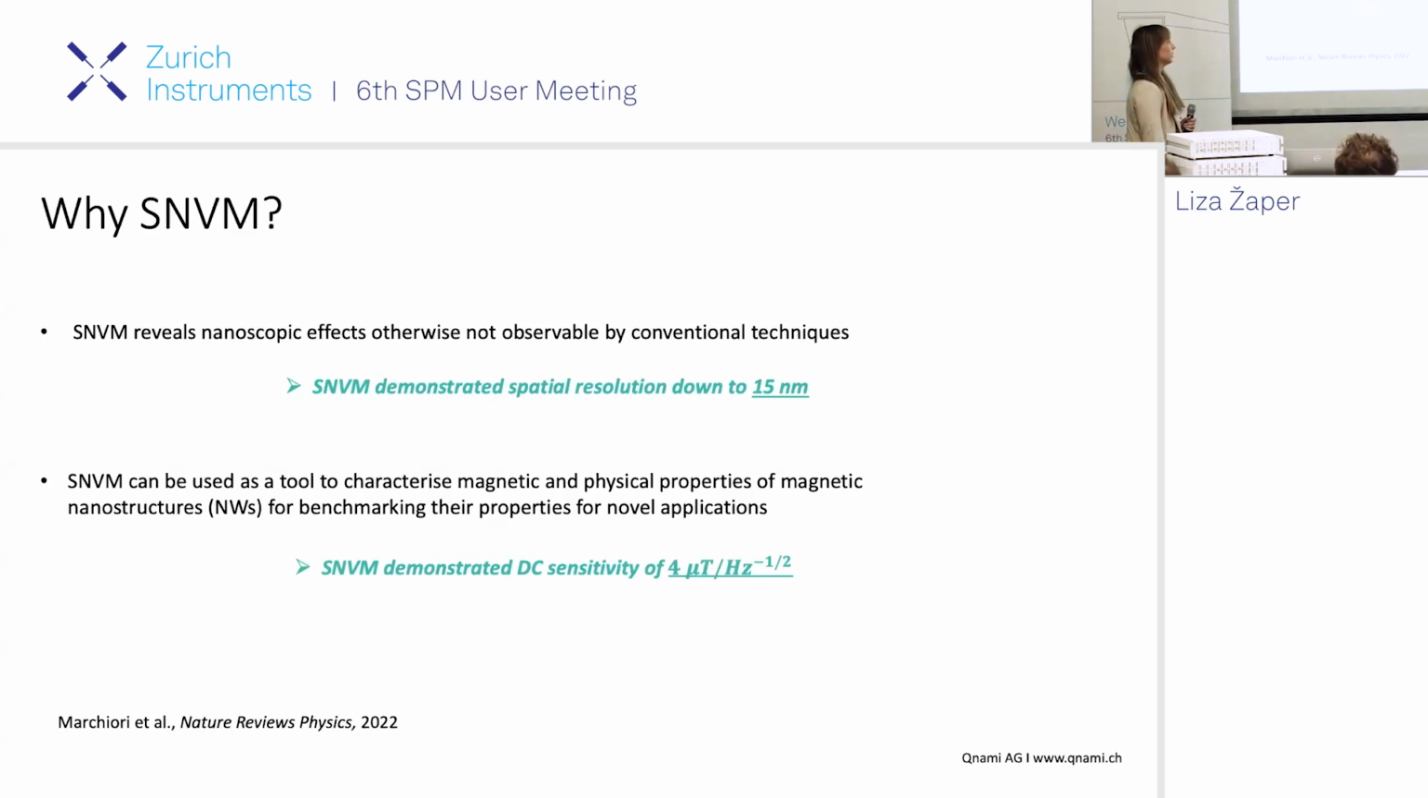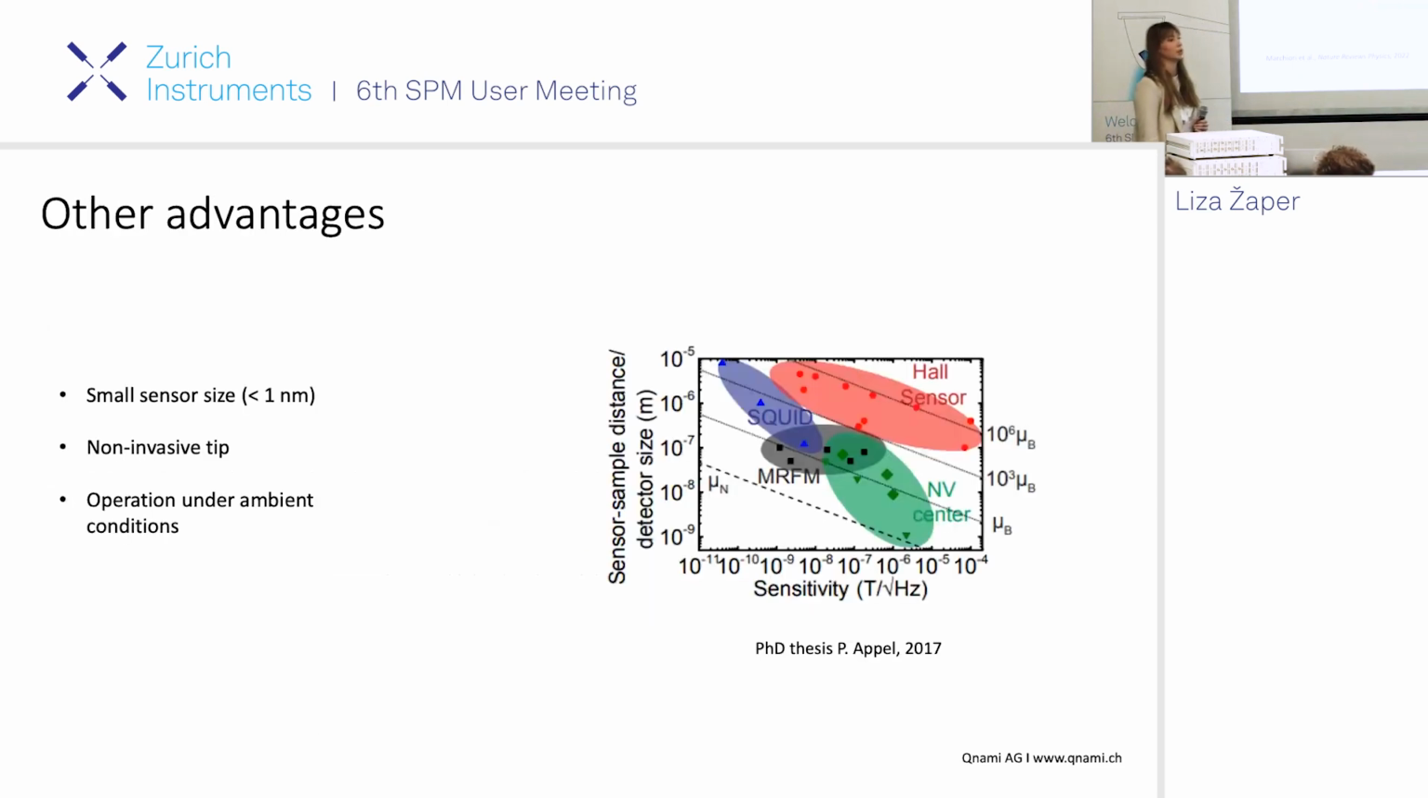Second is its DC sensitivity, which is 4 microtesla per square root of hertz, which essentially means that if you integrate your measurement for 1 second, you can resolve fields of 4 microtesla. And this can even be boosted to 100 nanotesla. So this allows us to use scanning NV magnetometry as a tool to characterize magnetic and physical properties of different magnetic nanostructures.